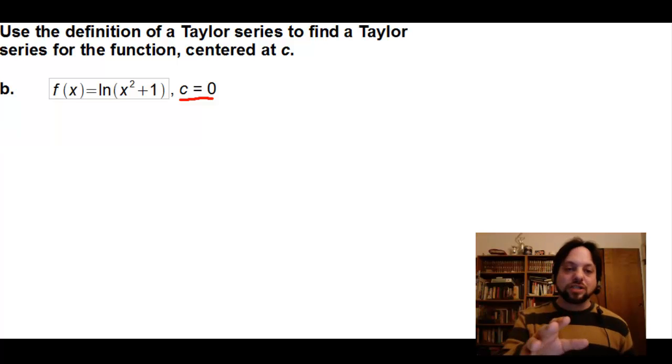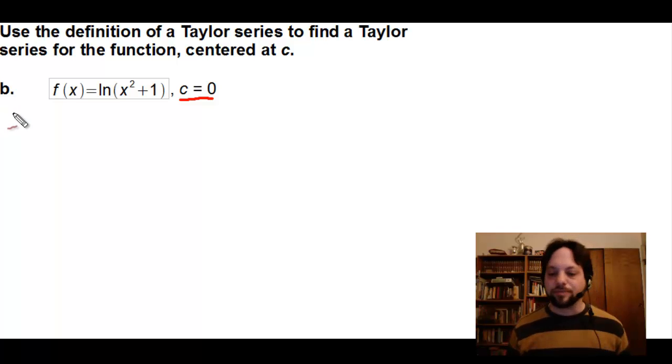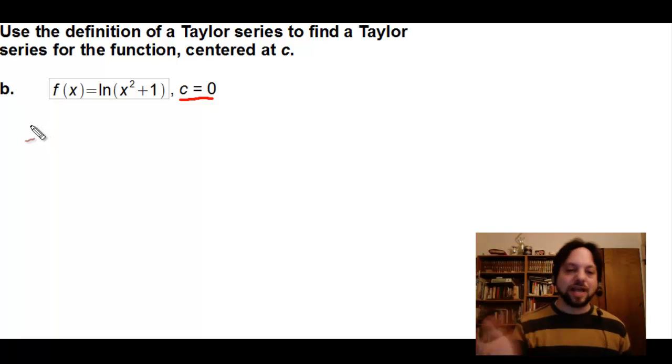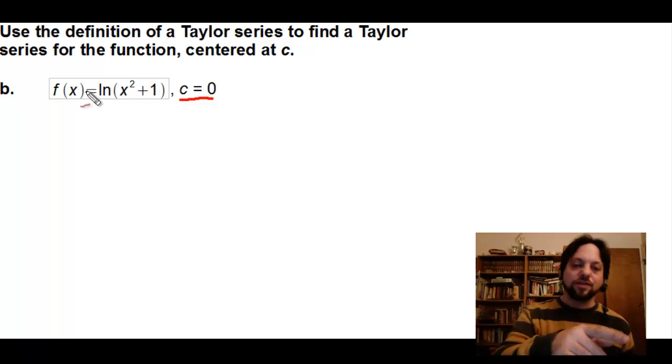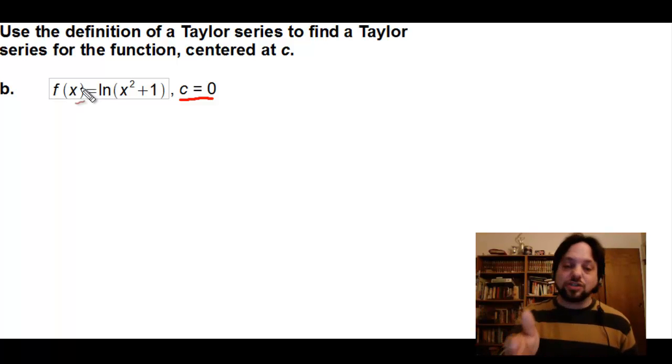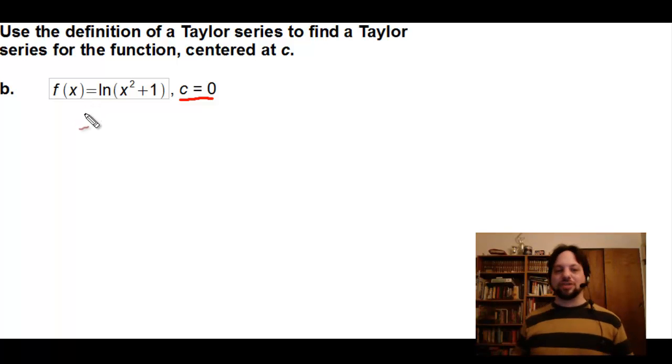Regardless of where this series is going to be centered, we're still going to attack it the same way. We're going to start by finding the Taylor polynomial centered at 0, and then based on that we'll look for patterns and see if we can find the Taylor series. This is a natural log function. I referenced in the first example that in a few days you should have a bunch of these Taylor series memorized, and good news, the natural log is one of those that you should have memorized.